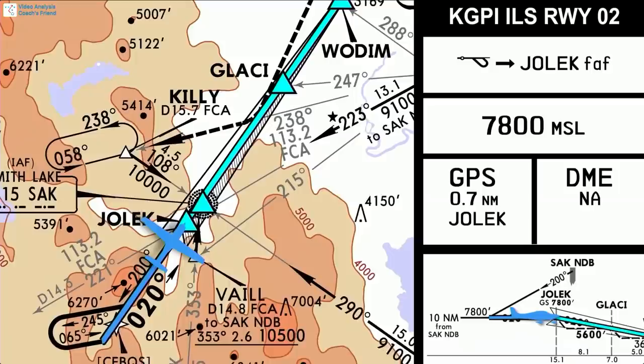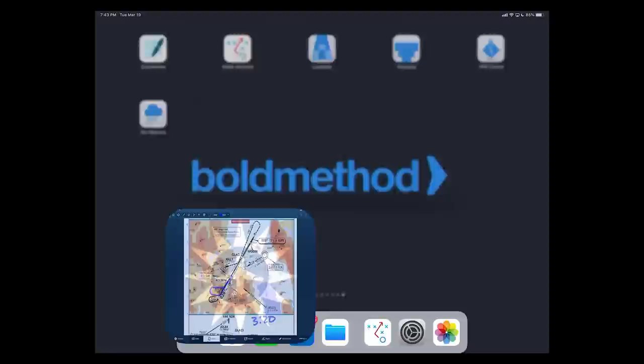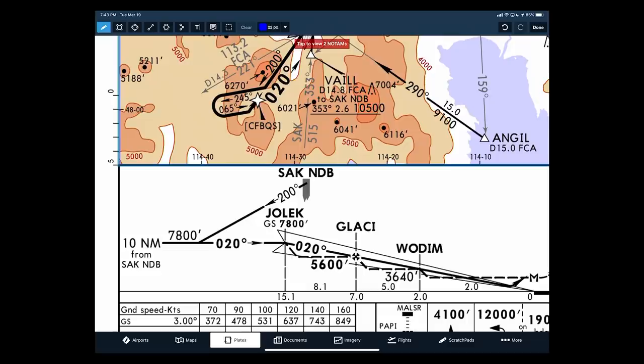There's something else that's kind of interesting about this procedure that confuses people, and you'll see this every once in a while. You typically see it on a plan view. It's a little bit easier when you're looking at a Jeppesen plate. You'll notice on the profile view that the SAK NDB, Smith Lake, doesn't extend all the way to the ground. And that's a hint that the NDB is not part of the final approach course, that it doesn't have a role on the final approach course. So even though you see it there, it can be confusing.